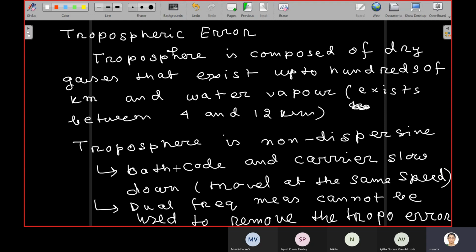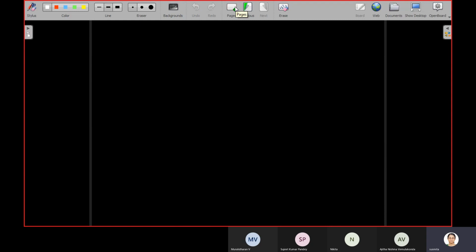And then since the medium is non-dispersive, the error does not depend on the carrier frequency, unlike the ionosphere. As a result, we cannot use the dual frequency measurements to remove the tropospheric error. Next, let's quickly find the tropospheric error. Now, since both code and carrier slow down while traveling through the troposphere, we also call it tropospheric delay.